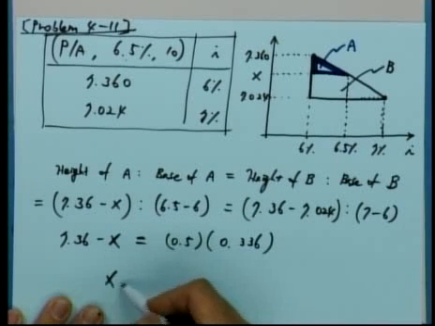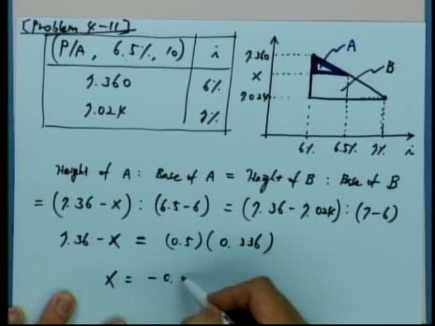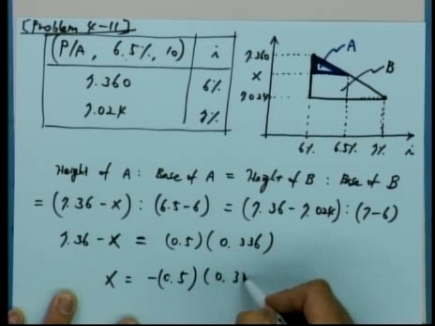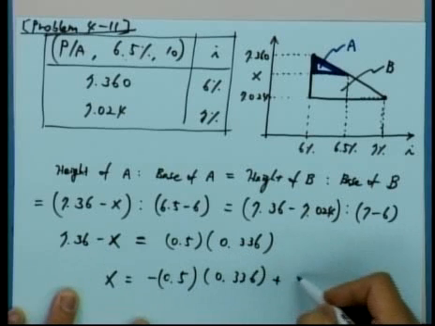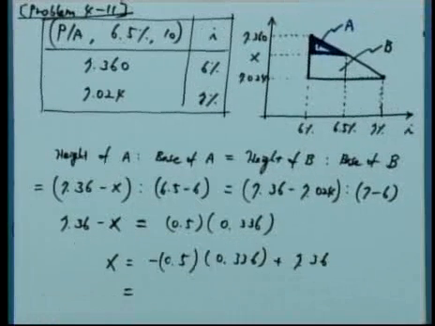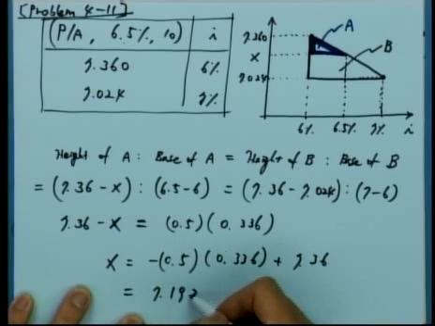So x is negative 0.5 times 0.336 plus 7.36, right? What is this value? It's going to be 7.192. Okay?